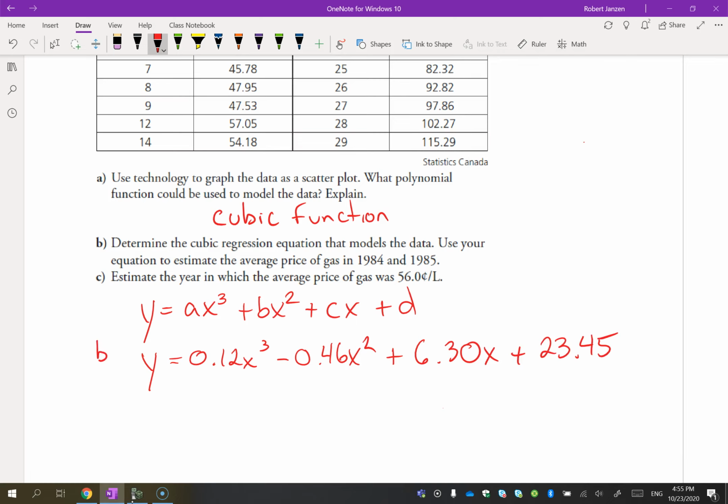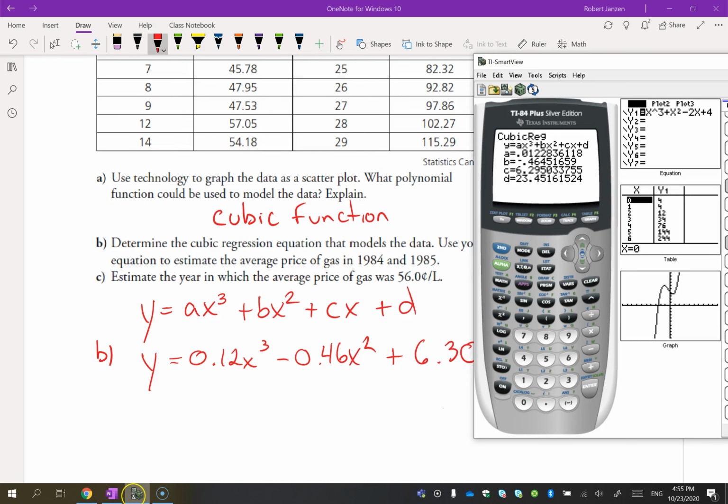Okay, so that's my cubic regression. Use the equation to estimate the average price of gas in 84.85. To do this, first of all, let's put it into here. Let's go back. We're going to go Vars 5. So that puts that mess into there. Now let's see what it looks like on a graph.